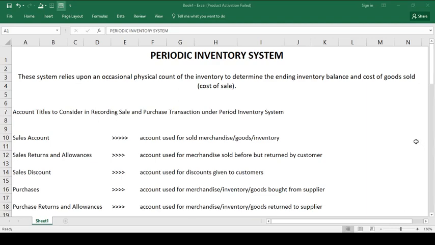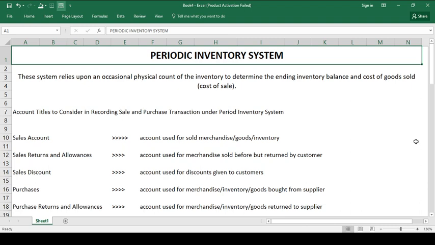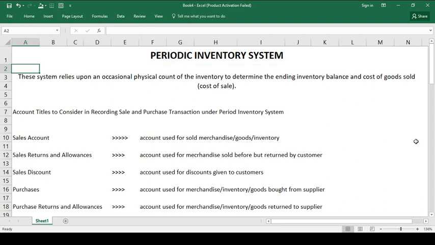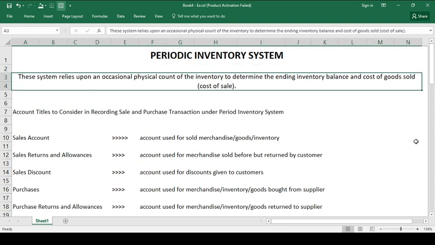Okay, my discussion this time is about the periodic inventory system. The periodic inventory system is one of the systems used in recording inventories under a merchandising business. This system relies upon an occasional physical count of the inventory to determine the ending inventory balance and cost of goods sold or cost of sale.